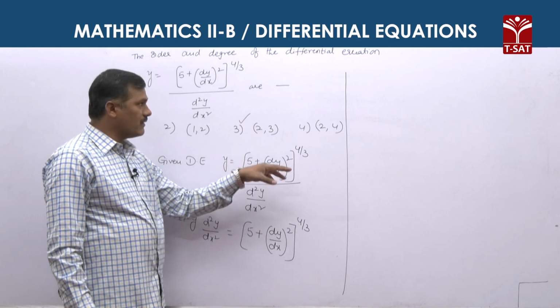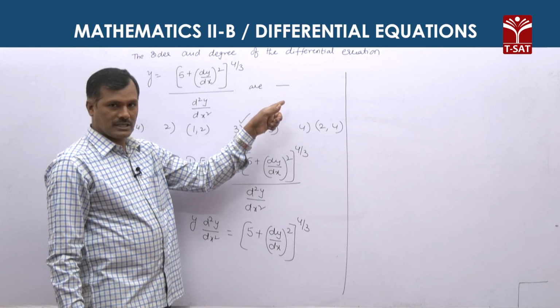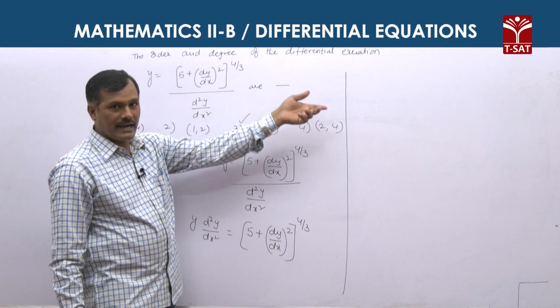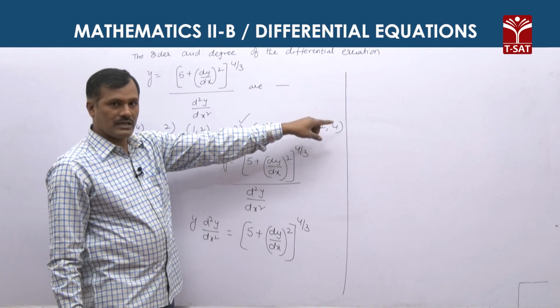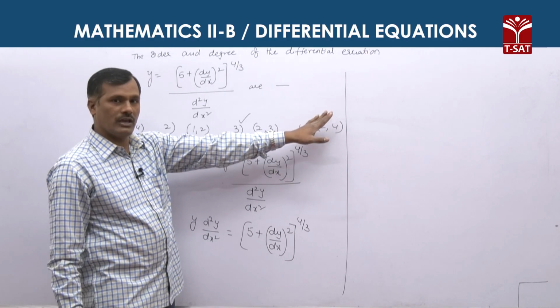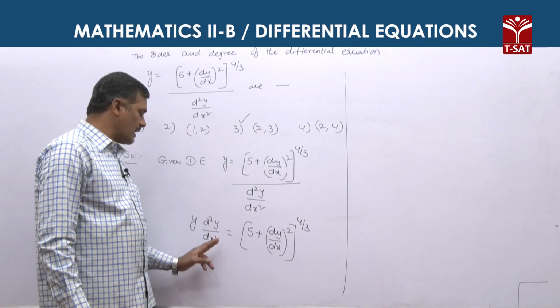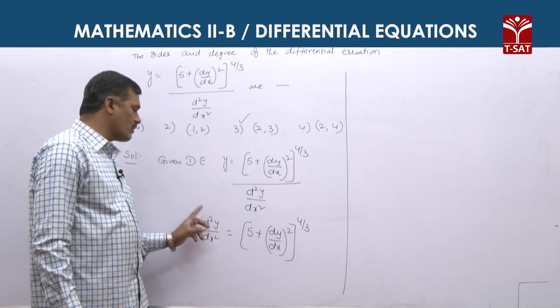In the previous problem, the power was 6 by 5, so we raised to the power 5 by 6. But the right side was only 6 there; the right side function does not contain a differential coefficient. Here, both left side and right side terms have differential coefficients. We are raising only by cubing on both sides.